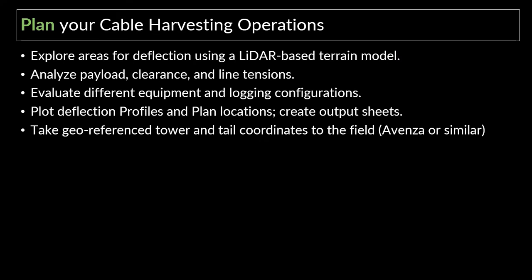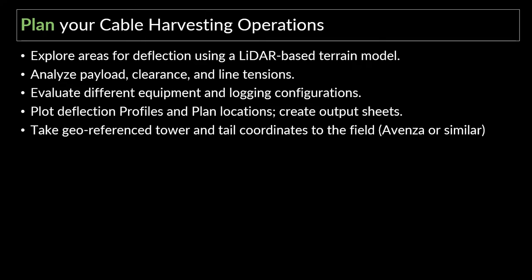So the software that we're going to look at allows you to explore deflection on your terrain. You can also analyze payload and clearance and line tensions if you need to. Honestly, most of our customers just look at deflection. They're just looking at the shape of the terrain, where's the best place to put the landing and the tower. It's an analysis you do once or twice just to confirm that things are going to work for your machine, and then you do a lot of deflection analysis.